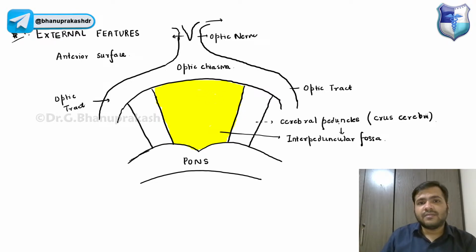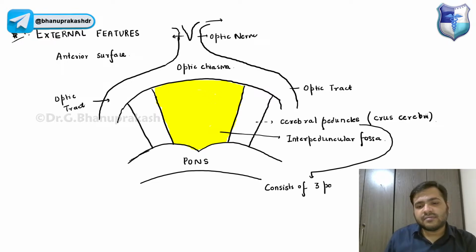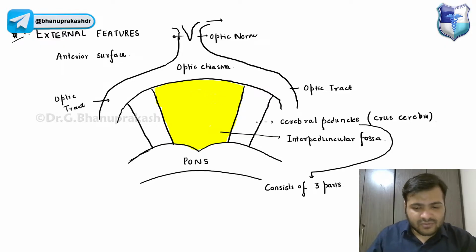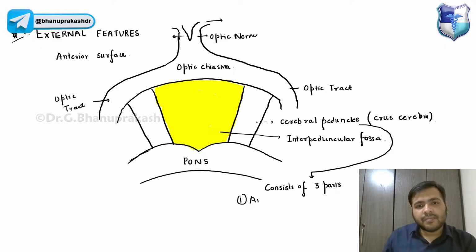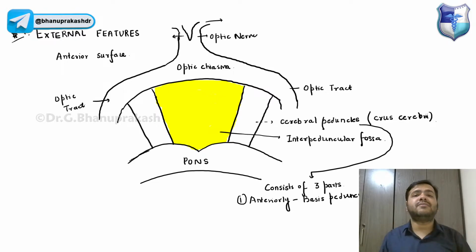So if you ask me, this cerebral peduncle, basically it consists of three parts, guys. Three parts, right? So remember, what are those three parts? Anteriorly, you should remember, we have basal or basis pedunculi. Now, what is this basis pedunculi, guys? It is formed by the fibers of the pyramidal tract, right? So this basis pedunculi is basically formed by the fibers of the pyramidal tract.